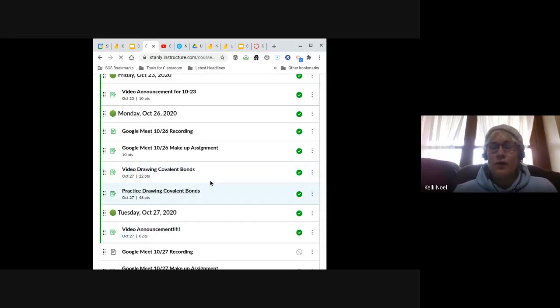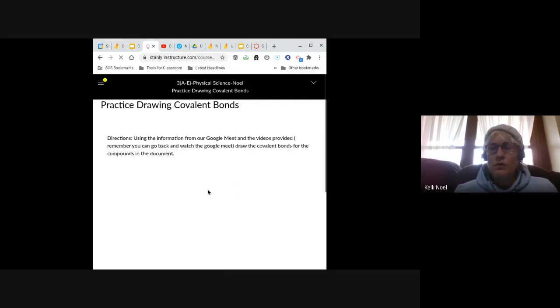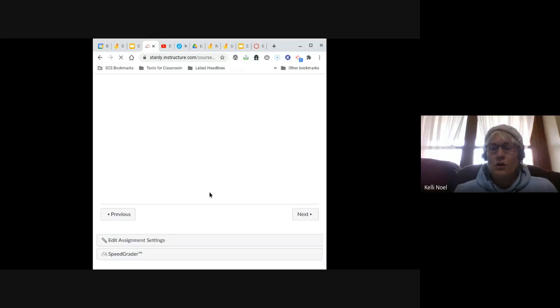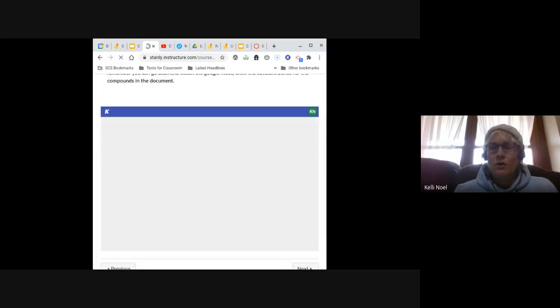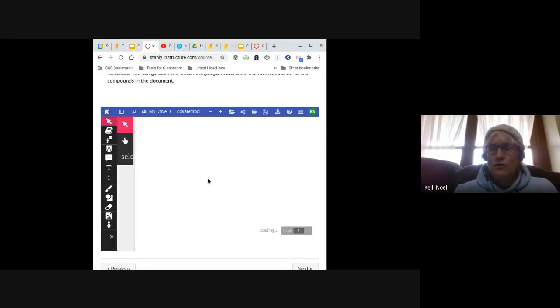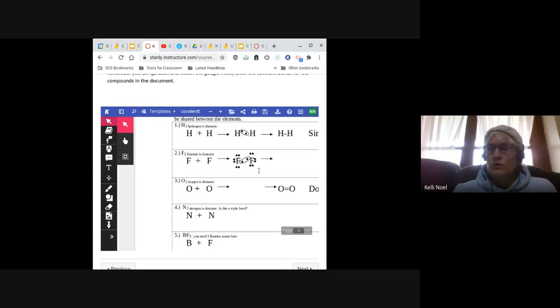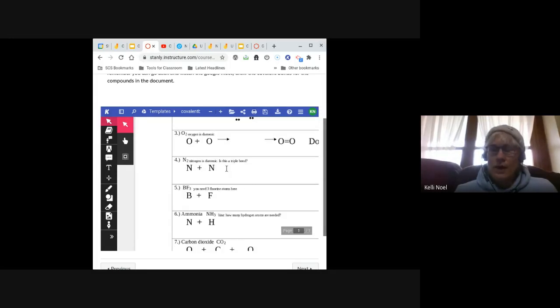Practice drawing covalent bonds. I wanted to see how many there were. Because we had done, I think, two or three of them together. One, two and three is just a simple thing. You don't have to do number four, James, because we did it in the notes.